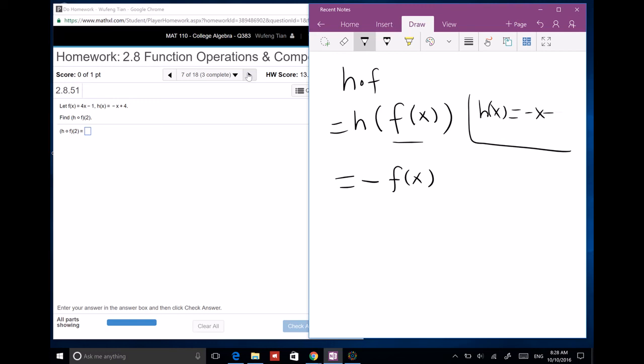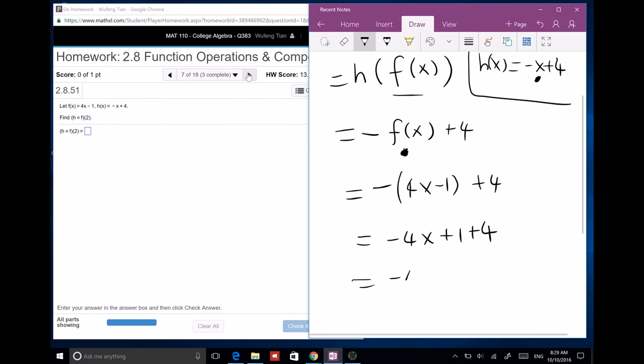Because h(x) equals negative x plus 4. You replace the x by f(x), and then plus 4. The answer is going to be negative f(x), where f(x) is 4x minus 1, plus 4. So the answer is negative 4x plus 1 plus 4. The whole answer is negative 4x plus 5.